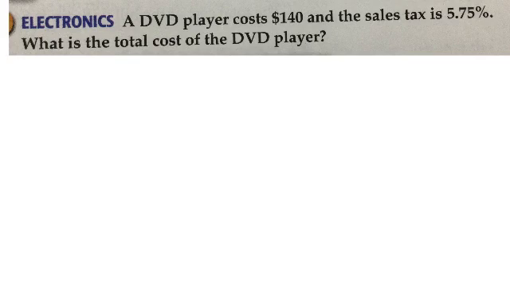Okay, so here's our next example. A DVD player costs $140. The sales tax is 5.75%. What is the total cost of the DVD player? So again, $140 would be our subtotal. So to find how much I'm having to pay in tax, I take the tax rate, 5.75%, and I'm going to multiply that by the cost, $140.